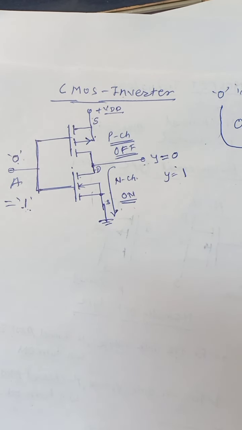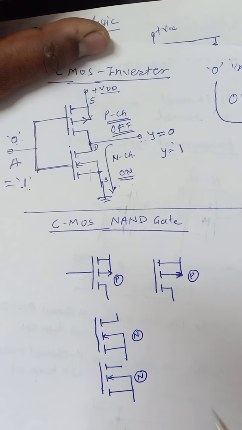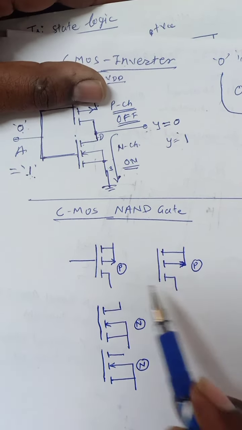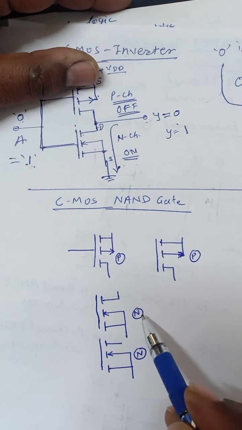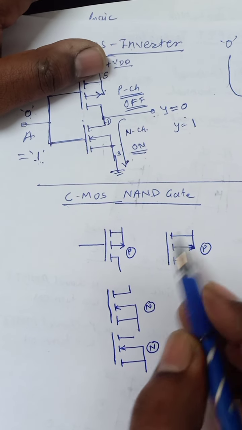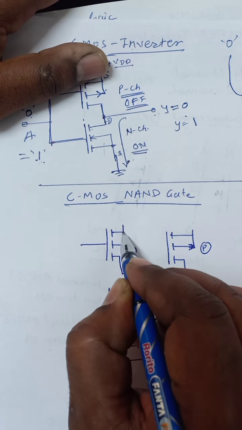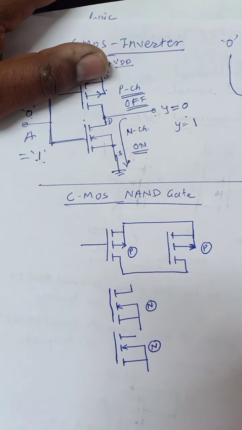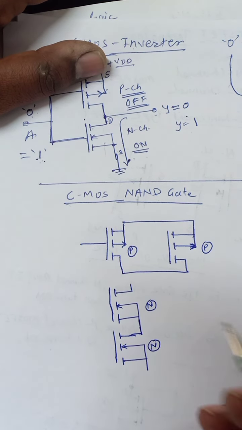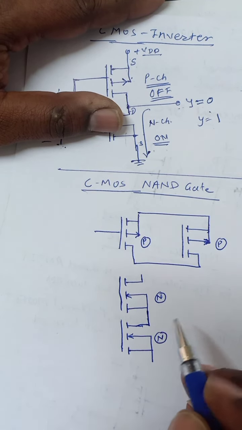Now we are going to see the CMOS NAND gate. In the CMOS NAND gate we require 4 MOSFETs, in which 2 P channel and 2 N channel MOSFETs are required. Here the 2 P channels are connected in parallel, and the 2 N channels are connected in series.